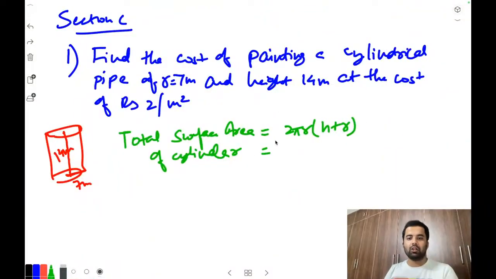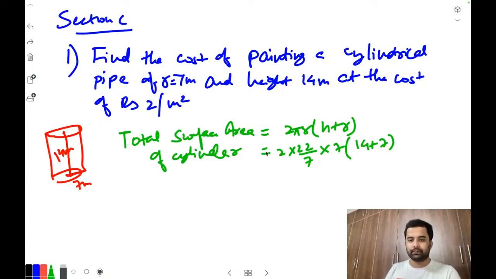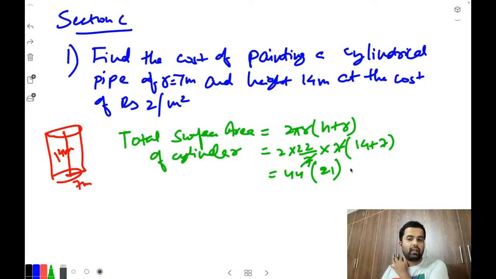I will also write, you will also write. So we are having a formula here, and just keep the values here. Pi value 22/7, r value we were having 7, 14 plus 7. 7 cancel. This becomes 44. This becomes, I think, 21. And 44 into 21 becomes, it is a multiplication.